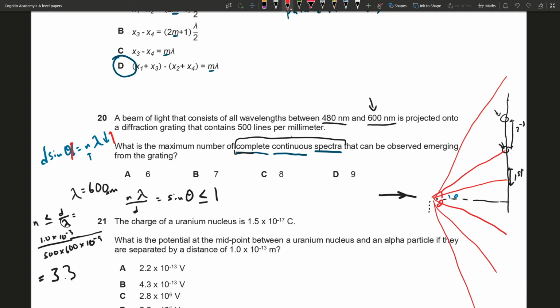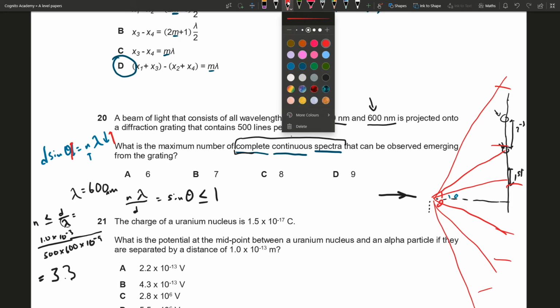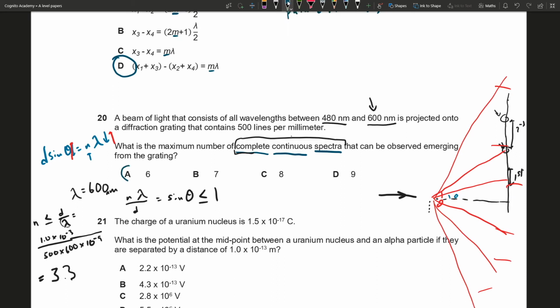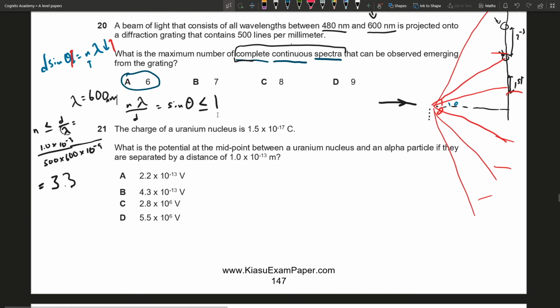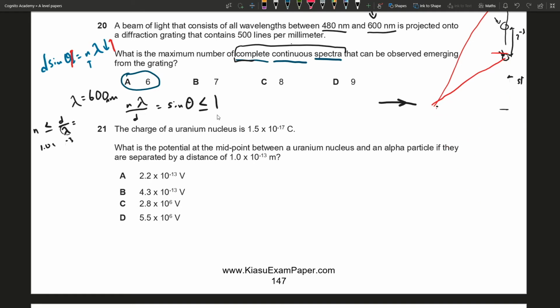So in total there are only 6 continuous spectra: 1, 2, 3, 4, 5, 6. So our answer here, switching back to our original color blue, is A. Let me just erase some things to give us a bit of space. Alright, nice.